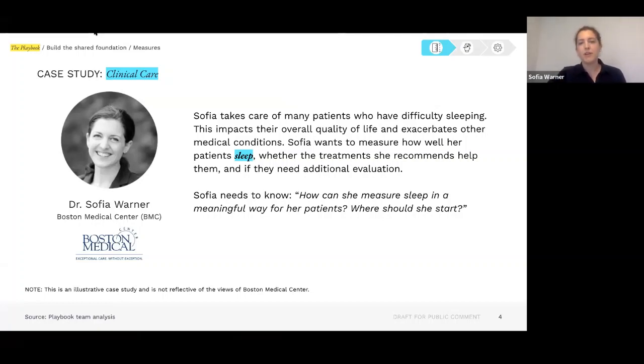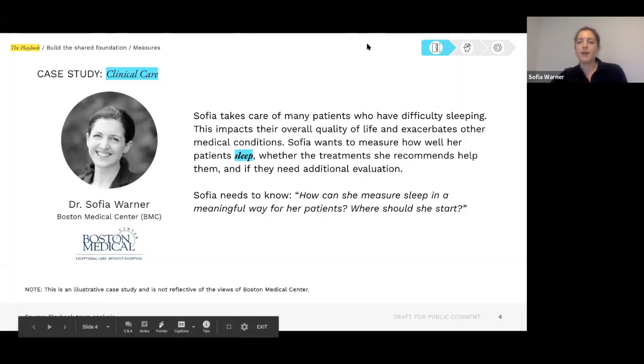And so to start off with, I want to talk about a clinical scenario that's pretty common in primary care, which is that I have a lot of patients who have difficulty sleeping. And this is really, not sleeping is a big problem for a lot of people. It impacts their overall quality of life. It can make their other medical conditions worse. It can make it so they don't have energy to take care of their medical conditions, let alone many other things in their life. And this is an opportunity to think about how we can use remote monitoring in clinical care.